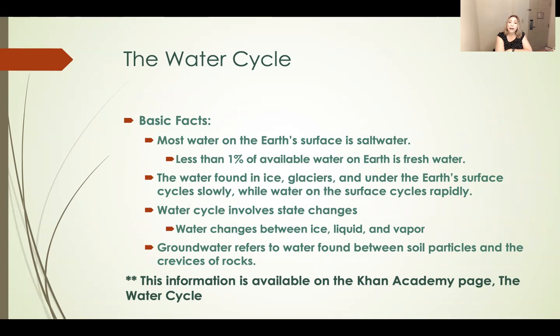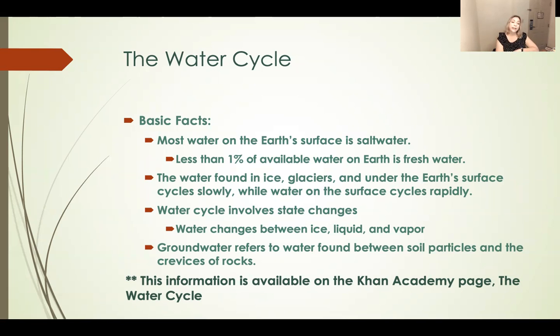Now, the water found in ice and glaciers and under the Earth's surface cycles very slowly through the ecosystem, whereas water that's on the surface, like rivers and lakes, cycles very rapidly, meaning that it goes from location to location very quickly. The water cycle has many state changes, right? From ice to liquid or liquid to gas.